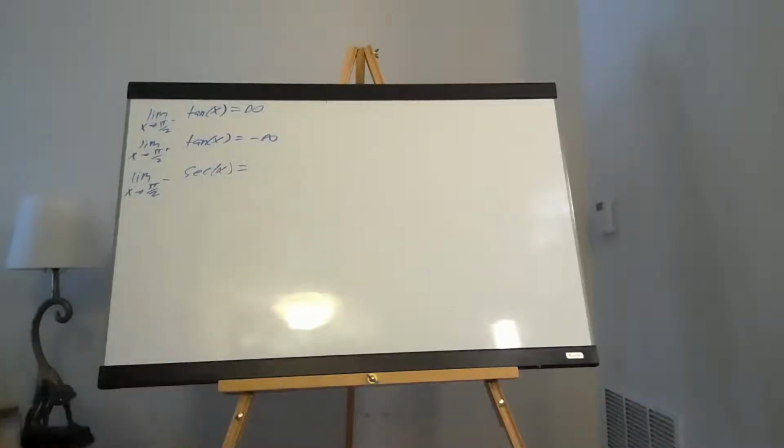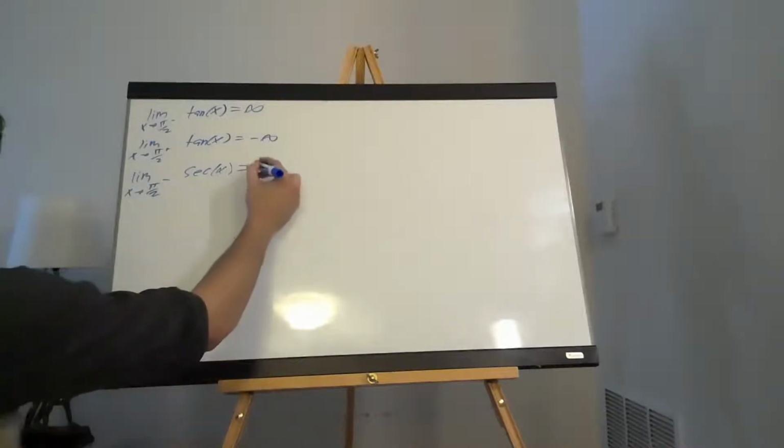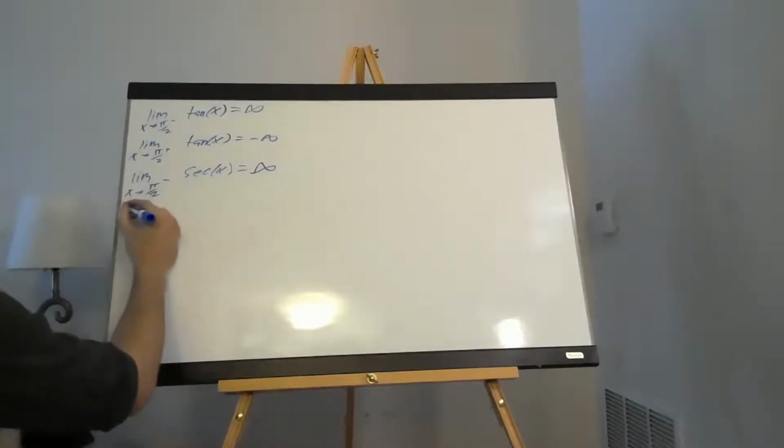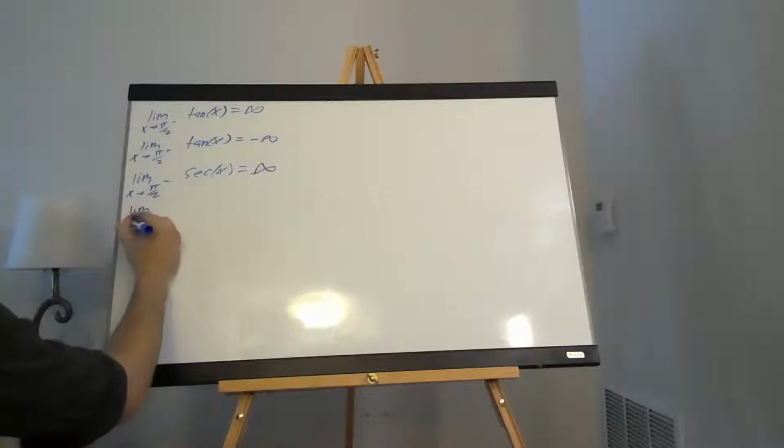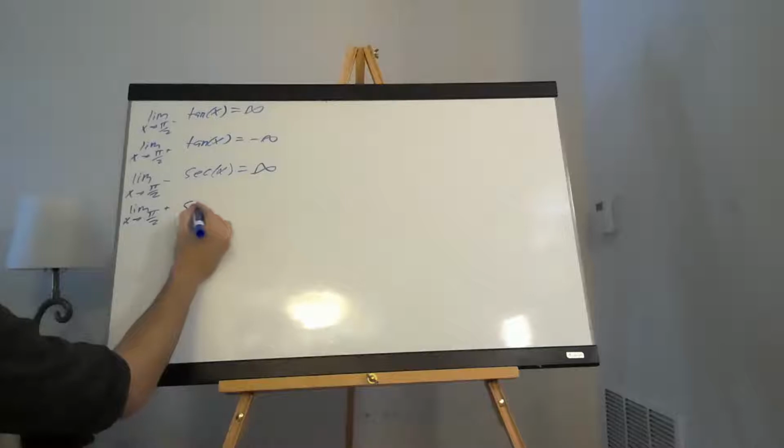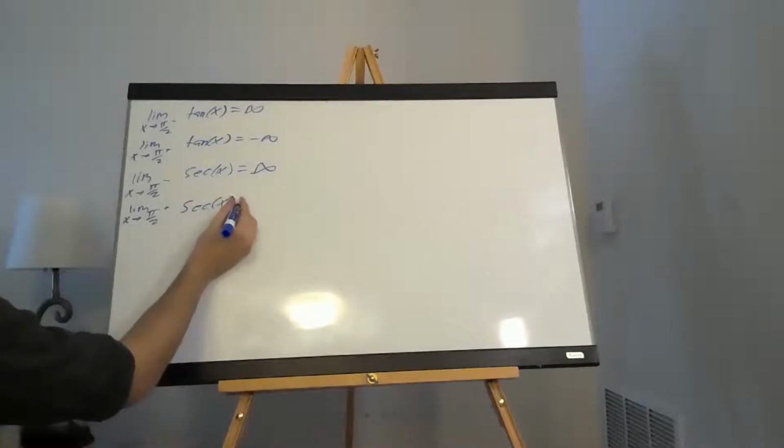Let's see, secant of x, pi over 2 from the left is infinity. I don't have them memorized off the top of my head, because I just kind of have to think about the graph in my head, but it's nothing horrible.